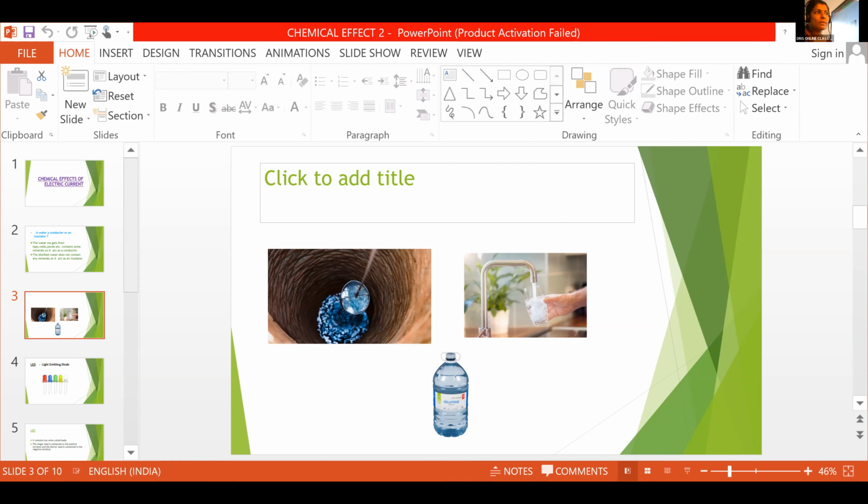What is meant by mineral? Is there any taste for this water? What's the taste of water? Is there any taste? No, ma'am. Extremely purified water. Is there any taste for this water? Yes, ma'am, some taste is there. Why this taste? Because of the presence of some minerals. Okay, because of the presence of some minerals, it has a taste. So, because of the presence of these minerals, it conducts electricity. Clear?